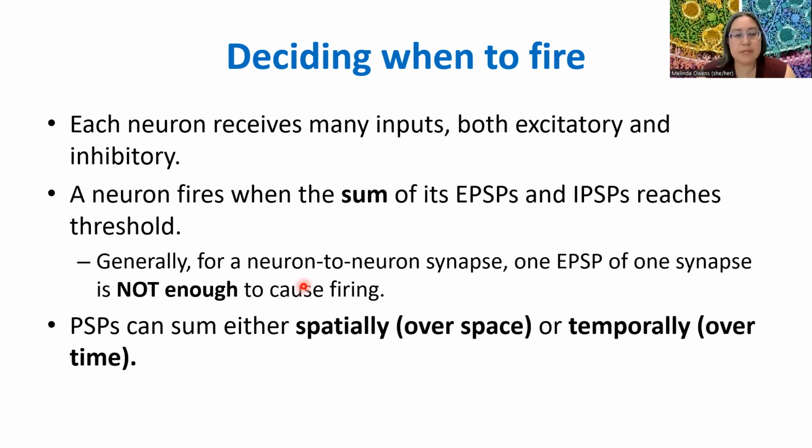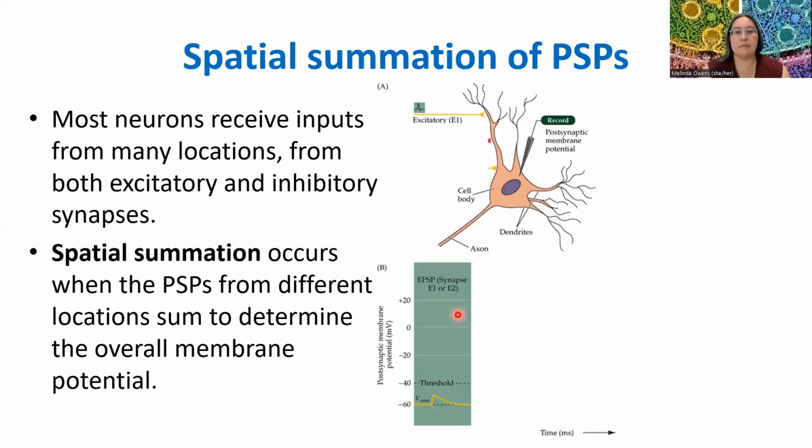And we say that PSPs can sum either spatially or temporally. So spatially means over space, and temporally means over time. So what's spatial summation? What does that mean? So most neurons receive input from many locations, as I said.